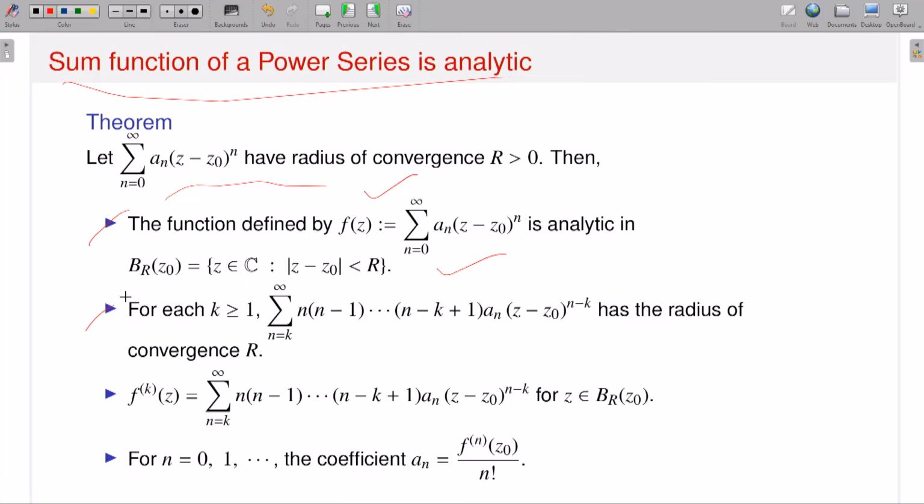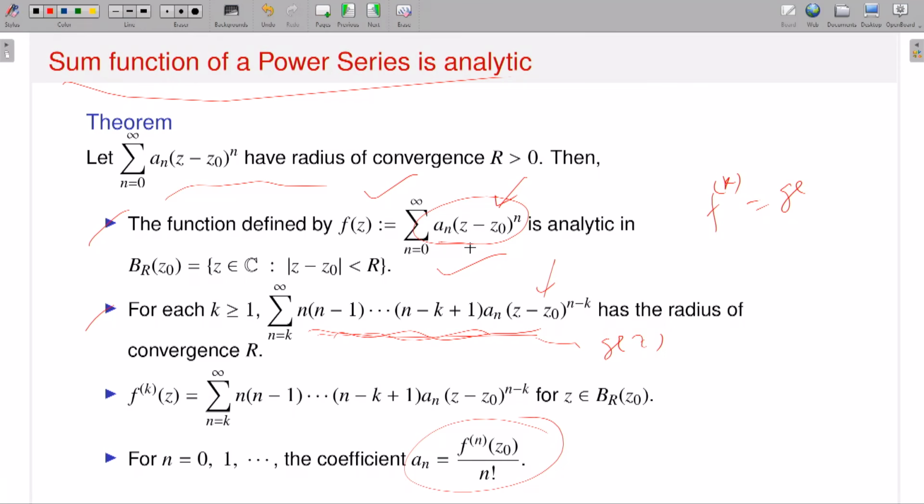Number two is that if I consider the new power series whose nth term is obtained from the term of the given power series by taking the kth differentiation, then I conclude that the radius of convergence of this power series is the same as the radius of convergence of the original power series. Not only that, if I write this as the sum function g, then there is a relation between the sum function g and the sum function f. That means the kth derivative of f will be exactly equal to g, and there is a relation between the coefficients and the sum function f of the given power series.